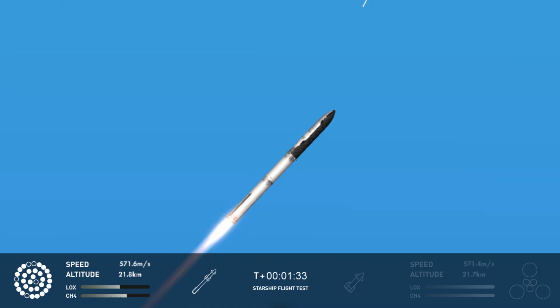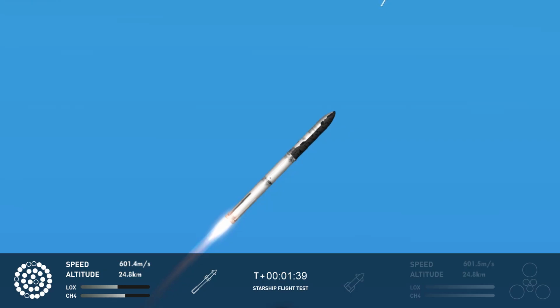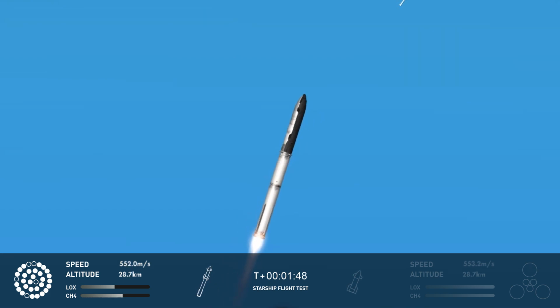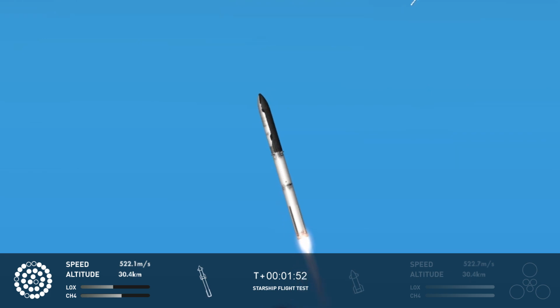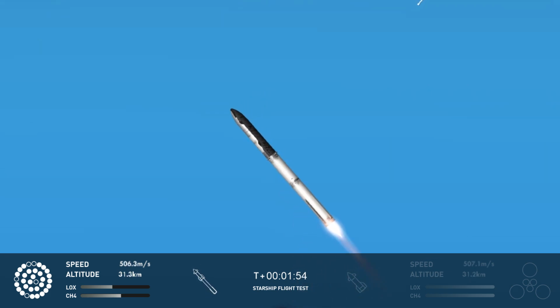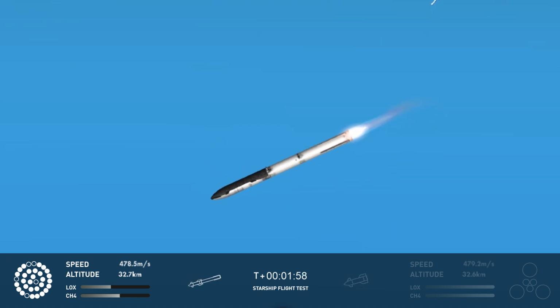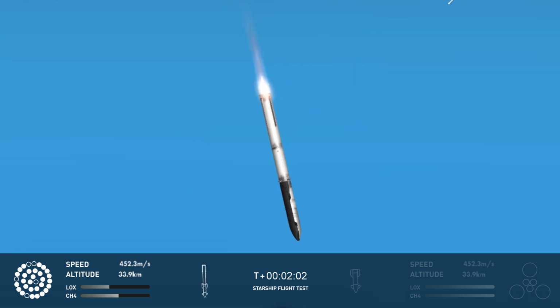Continuing to watch the first stage as we head downrange. Seconds into flight. Continuing to fly. Let's get ready for main engine cutoff. Booster engine cutoff. Beginning the flip for stage separation.